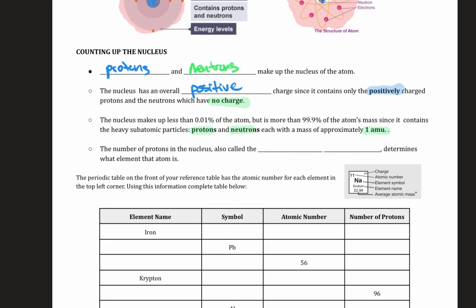Atoms of every element have a specific number of protons, and this number of protons, which are in the nucleus, is called the atomic number. This determines what element the atom is. If you look at your reference table, this atomic number is actually the number in the top left corner of your periodic table. For example, the atomic number for sodium is 11.